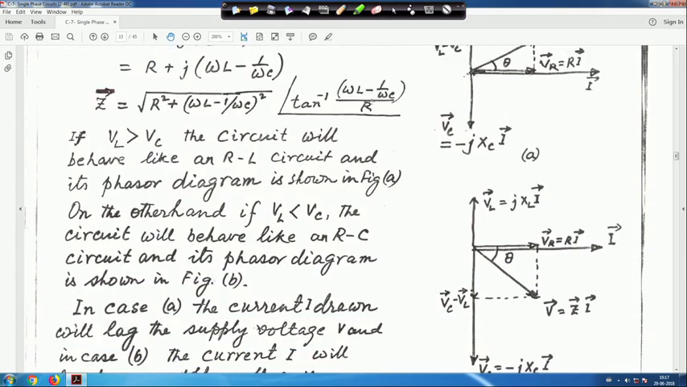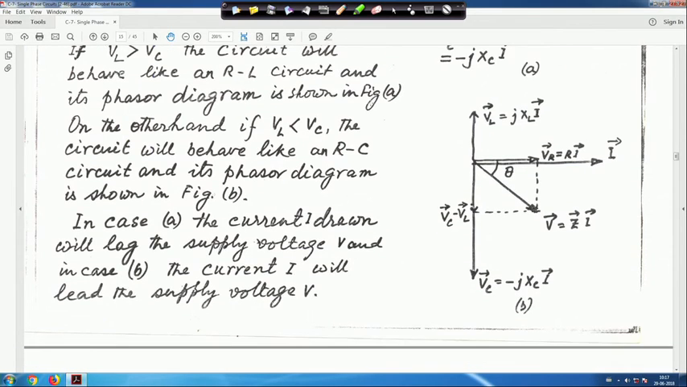if VL is less than VC, that means XL is less than XC, just the opposite. In that case theta will be negative. This is my I, this is angle theta. This will now be VC minus VL. Do not be confused by this sign, it is just to show this, but when we take the difference of this, do not ignore it, it will be j. VC minus VL will be j times (XL minus XC) into I.